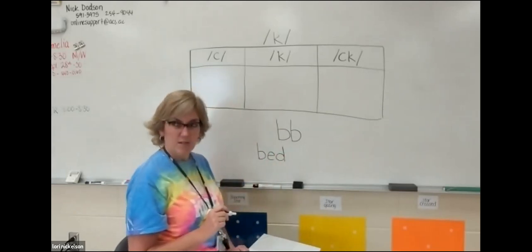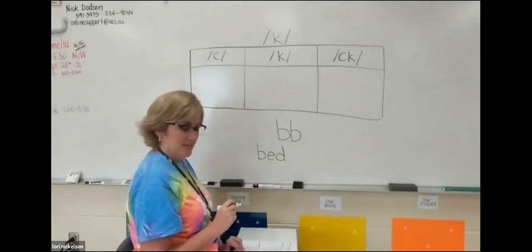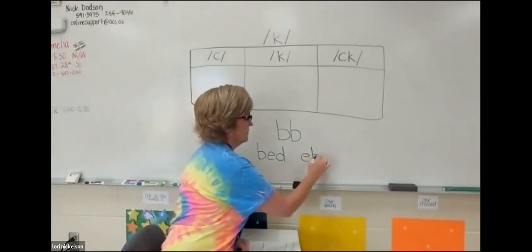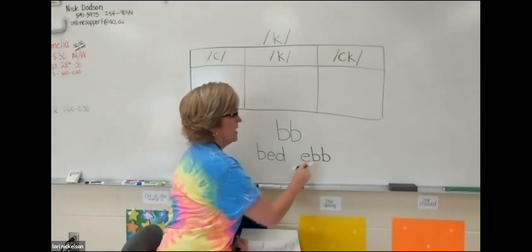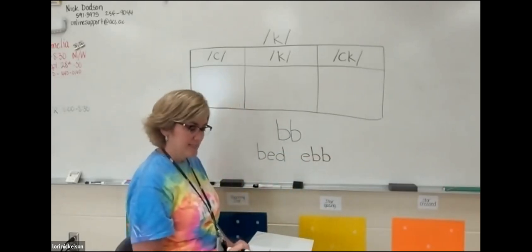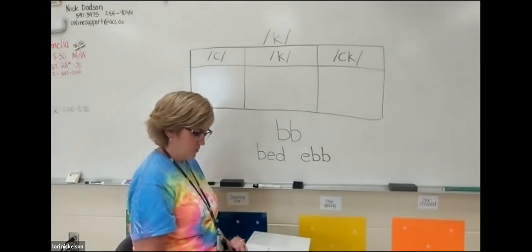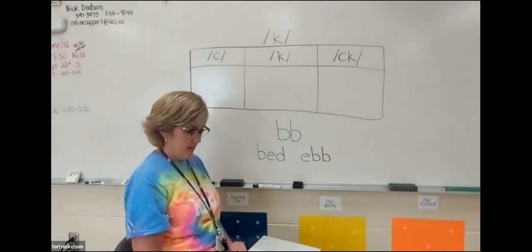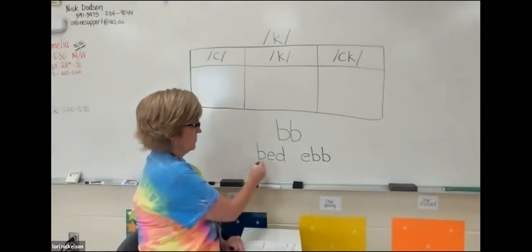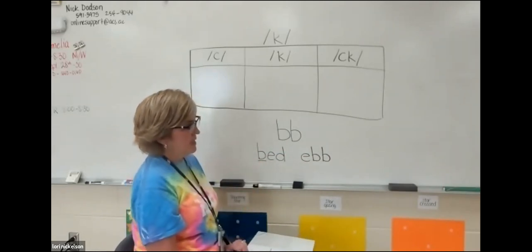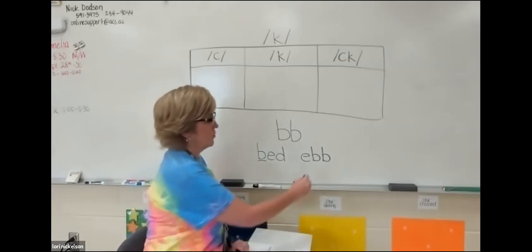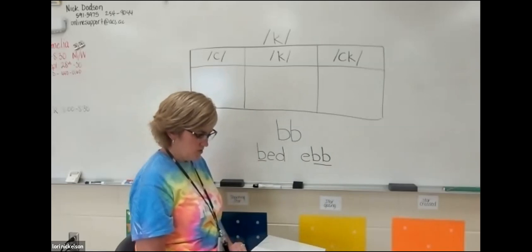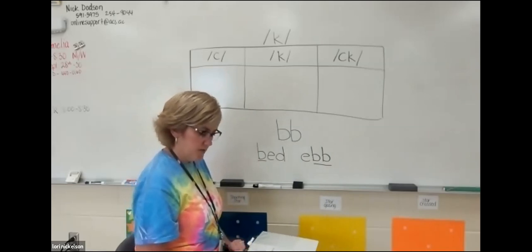Look at this word. What is that word? Bed. Bed. And what is this word? Ebb. It has the exact same sound. So the word bed has the B sound, written with one B, and ebb has the same B sound, written with two B's. So let's look at some other spellings that go along with this.